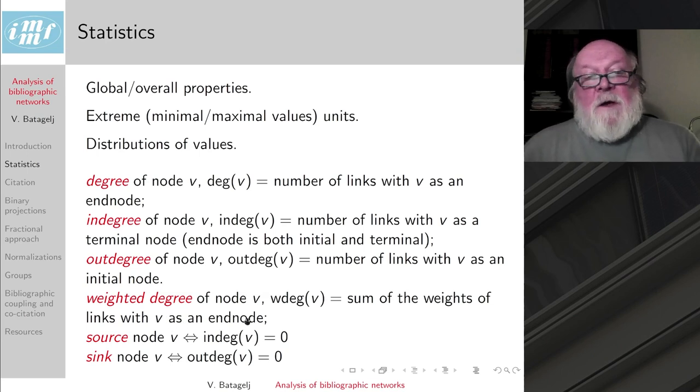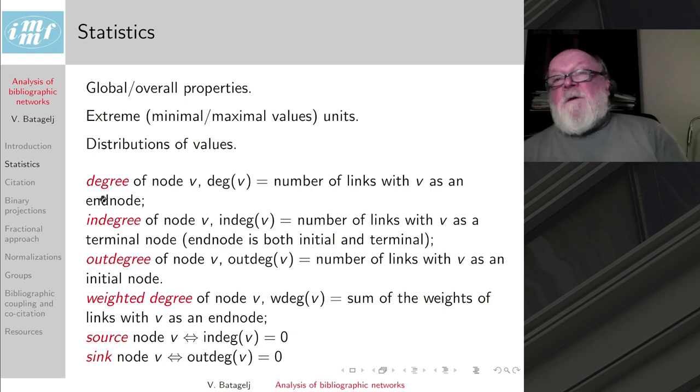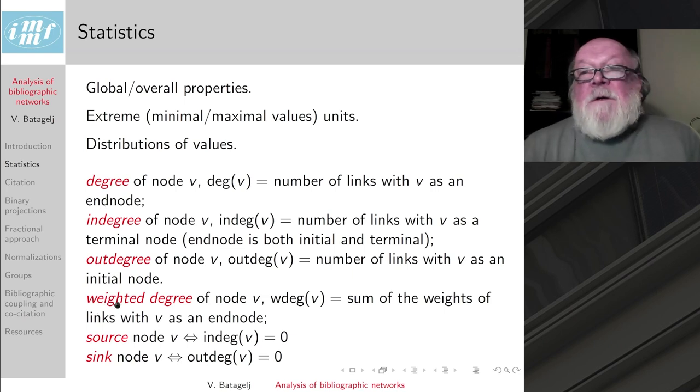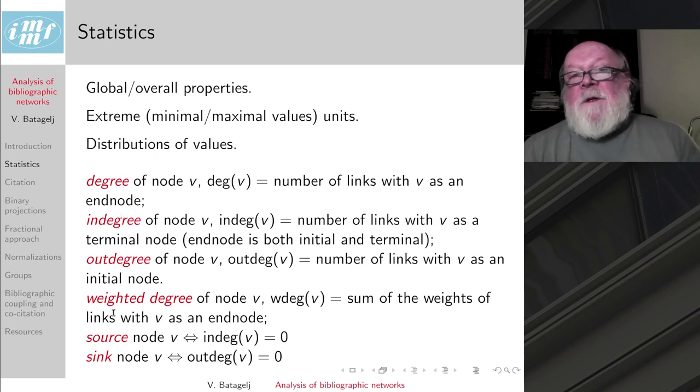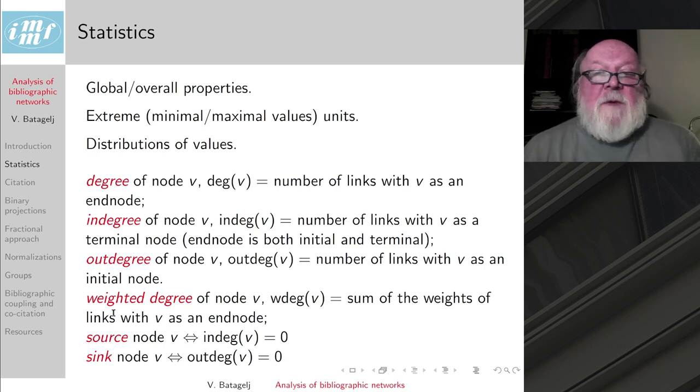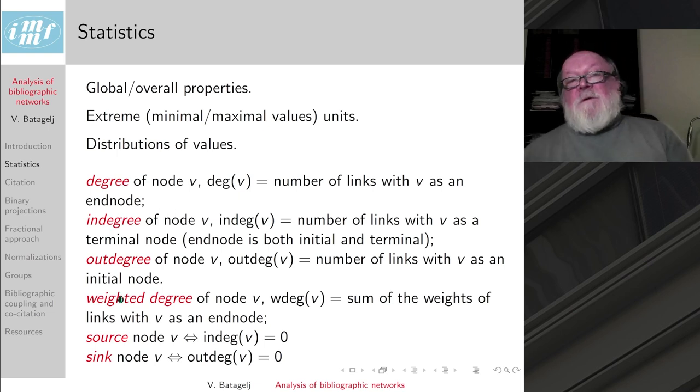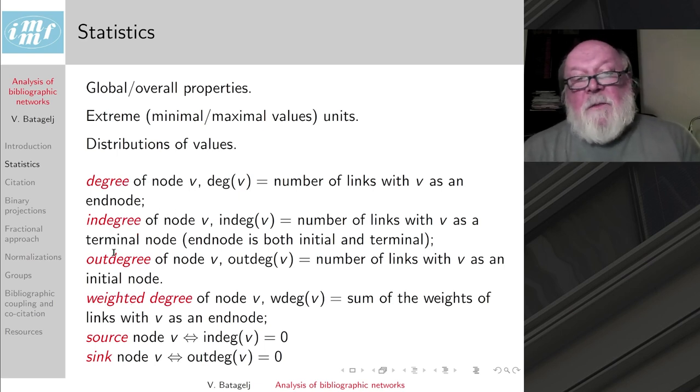And now if you have such a property, an interesting question is which are the units on which this property attains a minimal or maximum value. Usually we are looking for maximum values. And the next question is, because these are relatively large collections of numbers, what are the distributions of these values?